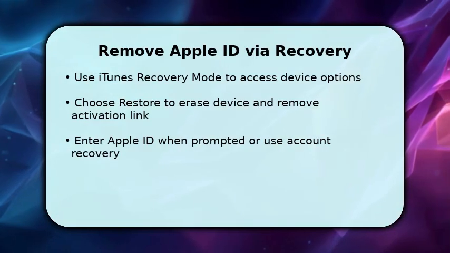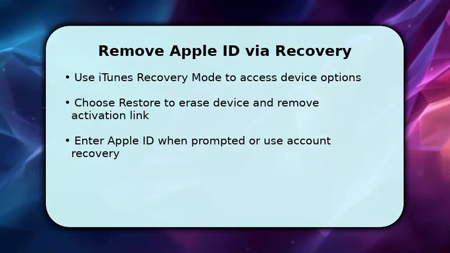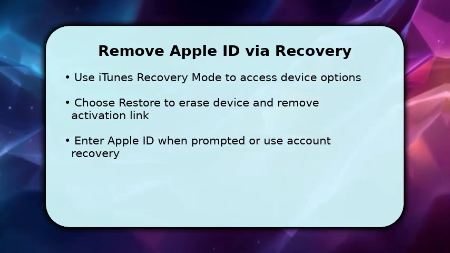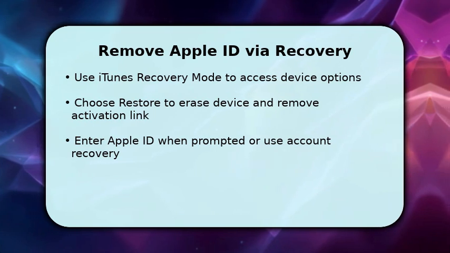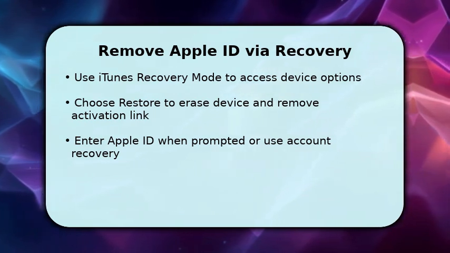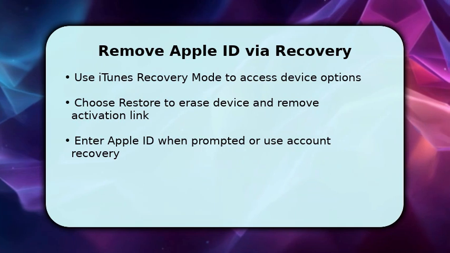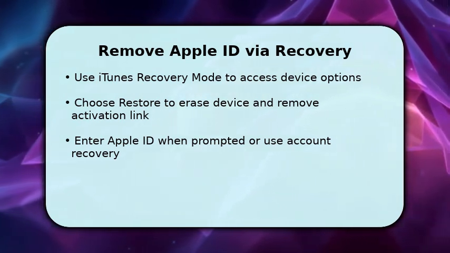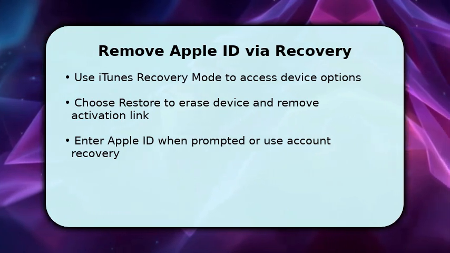You now enter recovery and start the removal process. Put the iPhone into recovery mode, volume button sequence, or side button depending on model, so iTunes offers restore or update. Choose Restore to erase the device and remove the local activation state. This clears user data and severs the device from that Apple ID locally.